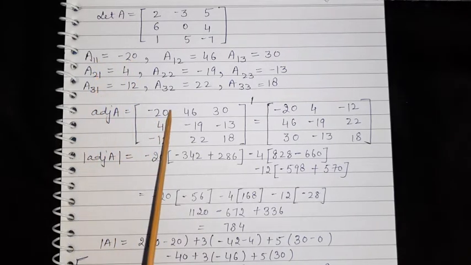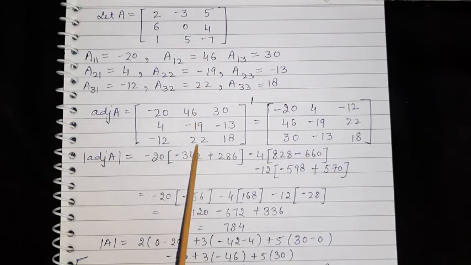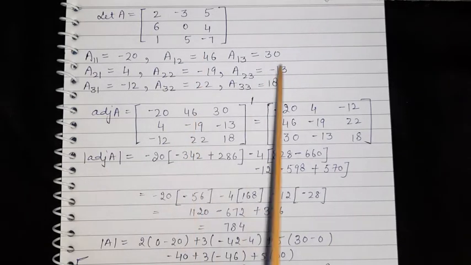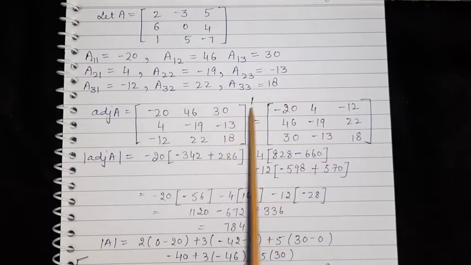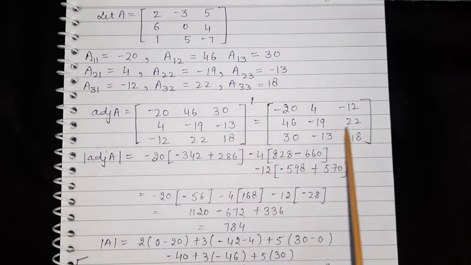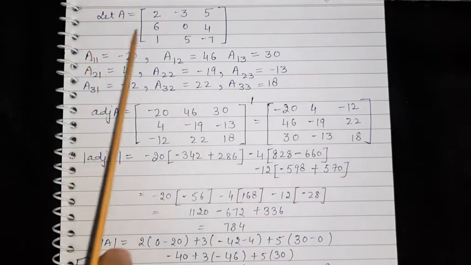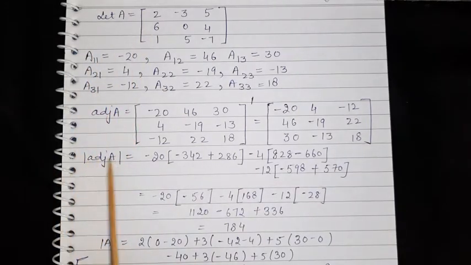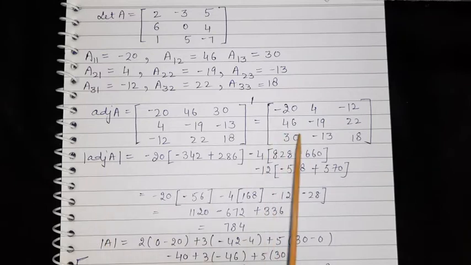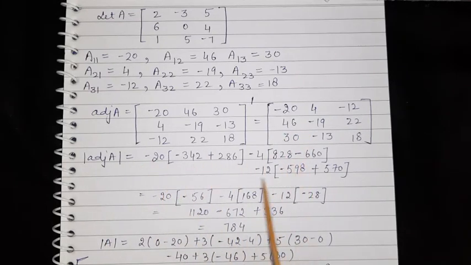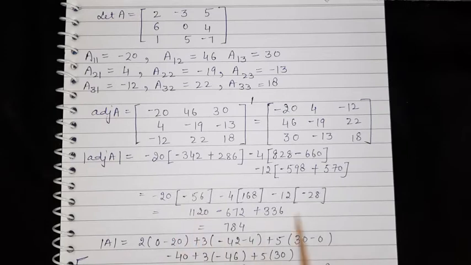A11, A21, A31, these are the cofactors. Then here are the cofactors of our second column, and these are the cofactors of our third column. And now we have to take its transpose. So this is nothing but the adjoint of this matrix A. Now let's calculate the determinant of adjoint A. Adjoint A is a matrix, so we are expanding it along R1. The calculations are a little lengthy, but every calculation is here, so we can easily check it. When we expand it along R1, we will get 784.